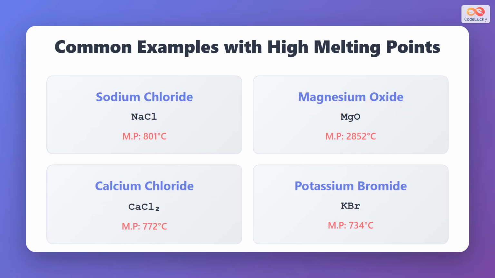Let's look at some real-world examples of ionic compounds and their melting points. Sodium chloride, or common table salt with the formula NaCl, melts at 801 degrees Celsius. Magnesium oxide, MgO, has an even higher melting point of 2,852 degrees Celsius due to the stronger attraction between doubly charged ions. Calcium chloride, CaCl2, melts at 772 degrees Celsius, while potassium bromide, KBr, has a melting point of 734 degrees Celsius. These high values demonstrate the incredible strength of ionic bonds.